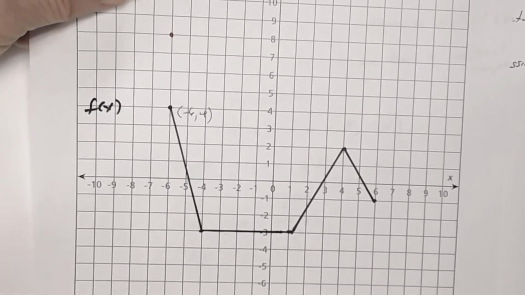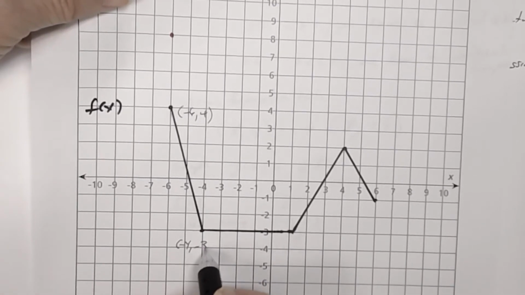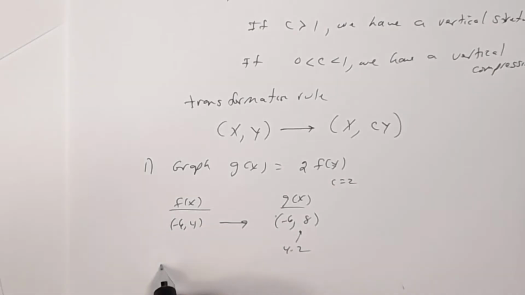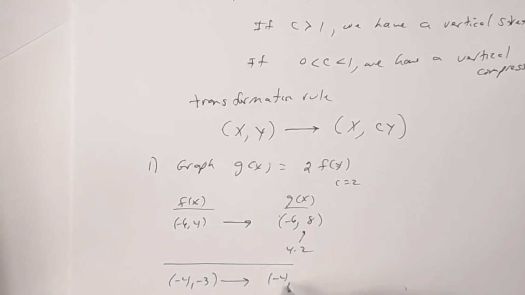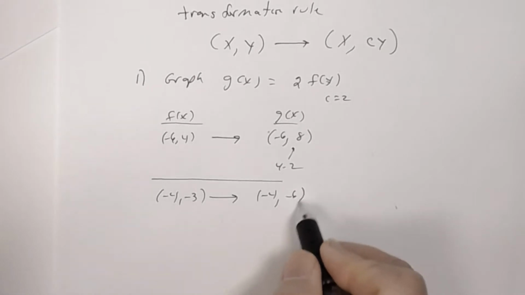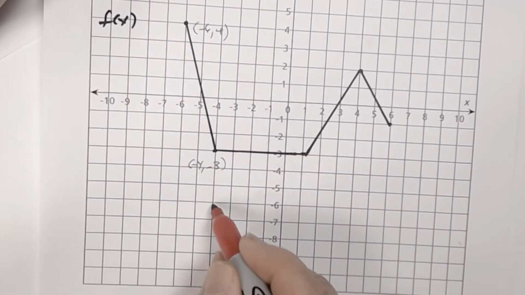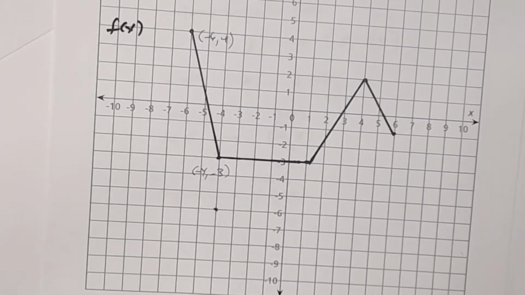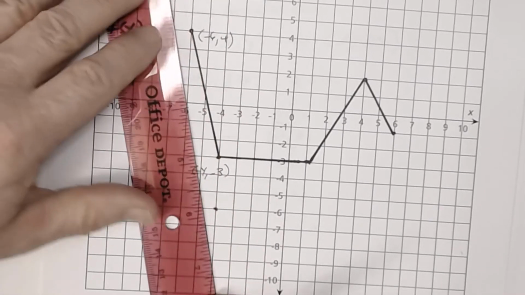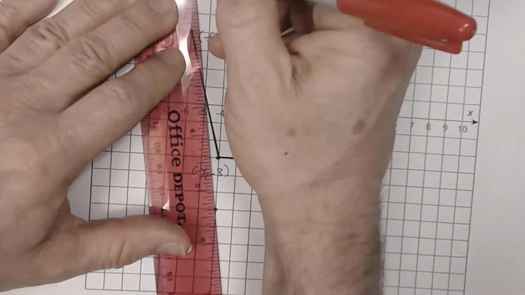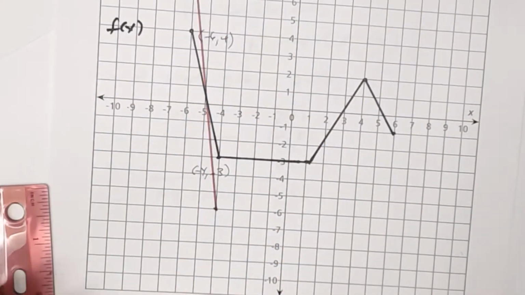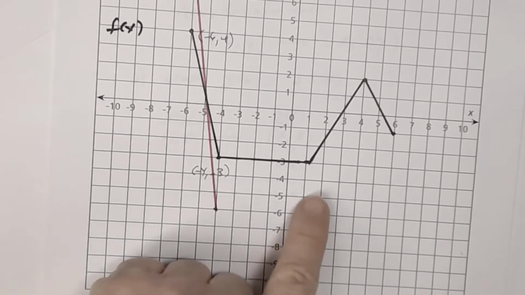Then let's go to the next point. The next point we look at is this one here, negative 4, negative 3. It becomes negative 4, and we multiply negative 3 by 2, which is negative 6. So I plot the point negative 4, negative 6. That's here. You see what happens to that segment? It got bigger, didn't it? I stretched that segment. So it's a vertical stretch.